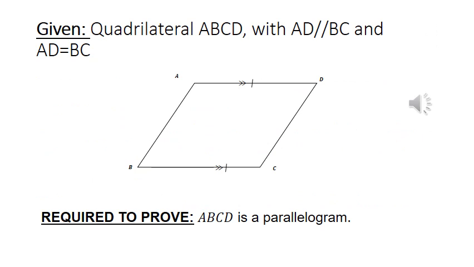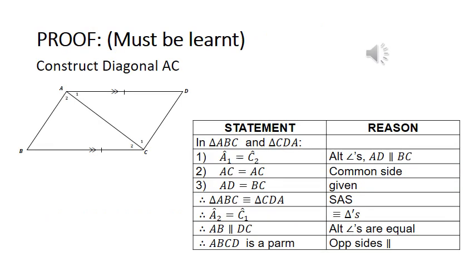So you can see we are given quadrilateral ABCD. They tell us that AD is parallel to BC, and they tell us that the length of AD is equal to the length of BC. So what we are required to prove is that ABCD is a parallelogram. The first part of our proof is that we are going to construct diagonal AC. So you can see there in the drawing that AC has been constructed.